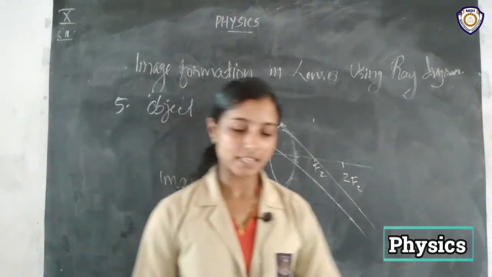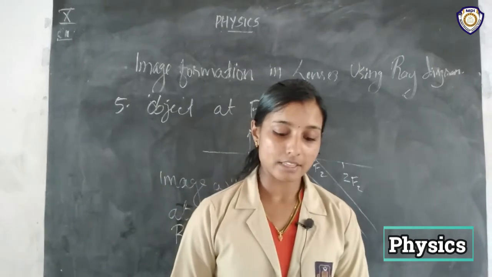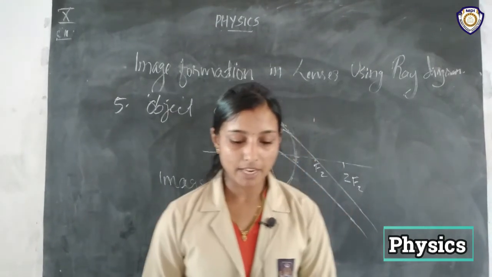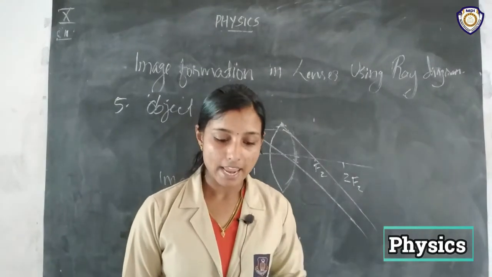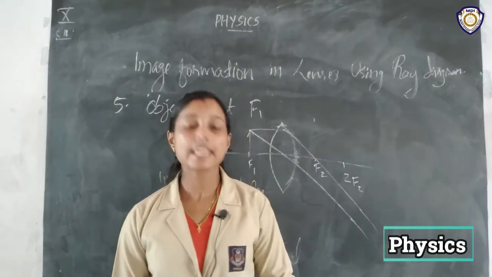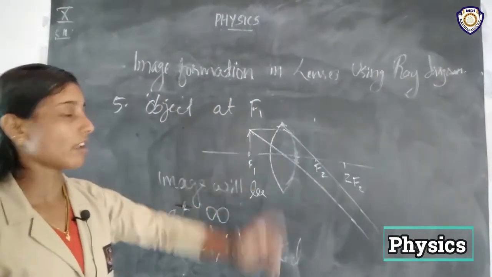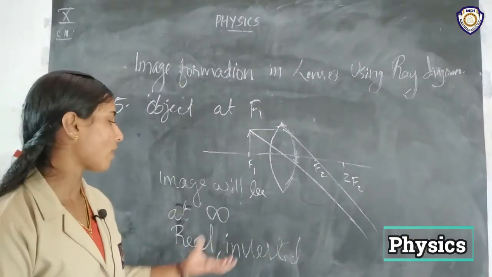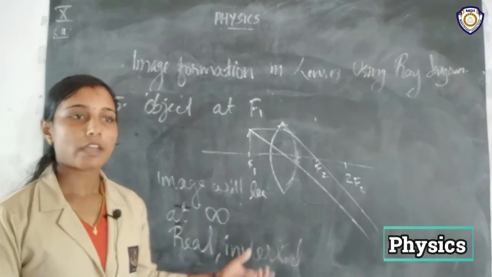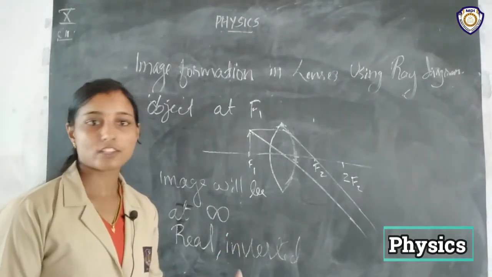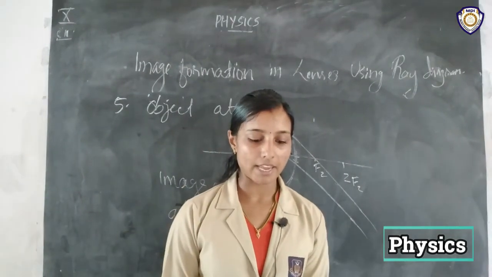Okay. So what is the size of the image? It will be highly enlarged, or we can say infinitely large or highly enlarged image will be formed in this case. That means when the object is at F1, the image will be formed at infinity, and it is a real inverted image of highly enlarged size, right? So that is the fifth case.